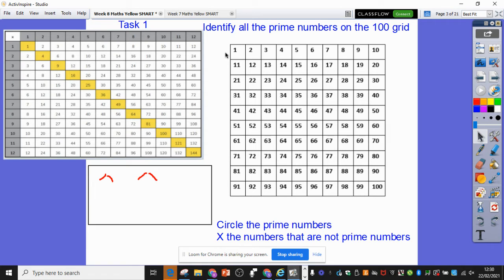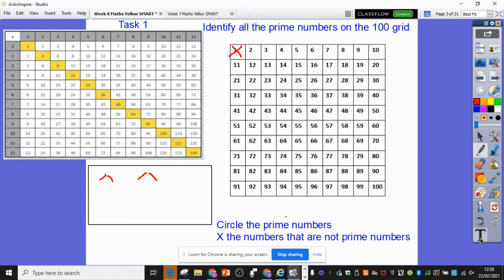Whereas here, we've got 1 and 1. So we have got two of the same numbers, 1 and 1. So therefore, it cannot be a prime number. So we are going to now cross out our 1 because it is not a prime number. It hasn't got two separate integers to times together.